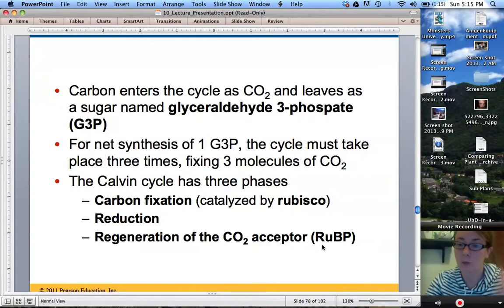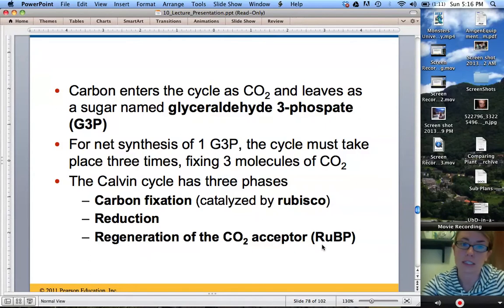And so to make one G3P from the Calvin cycle, it needs to happen 3 times. So that means that 3 different molecules of CO2 need to come in. The Calvin cycle has 3 phases, which you'll need to know: carbon fixation, which involves Rubisco, which you will know what that means, carbon reduction, and regeneration of the CO2 acceptor, which is RuBP. So there's 3 different stages.